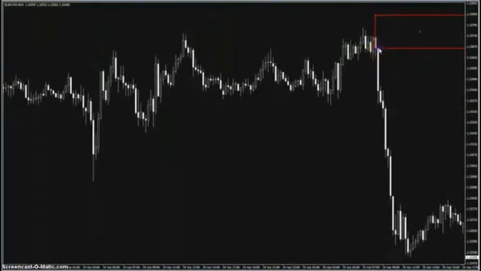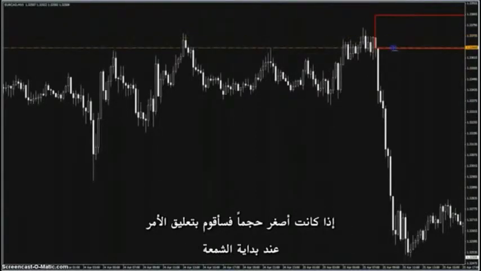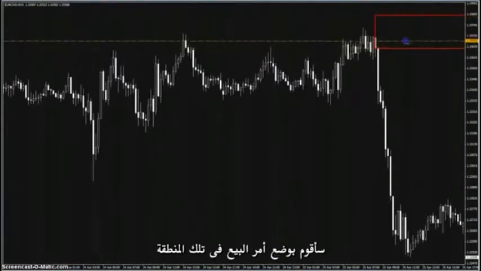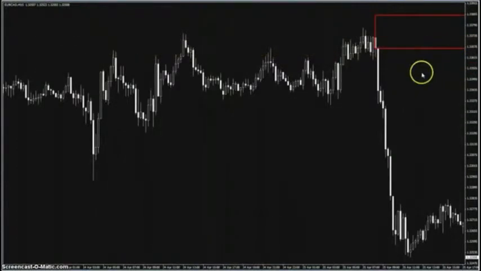Now, I'm going to set my limit order. Typically, I'll tend to put it at the close of one of these candles, especially if it's a little bigger, and not right at the edge here. If it's a smaller level, width-wise, I'll tend to put it right at the start. So I'd probably put my short right around here somewhere, and I'll just set that limit order and leave it, not touch it.